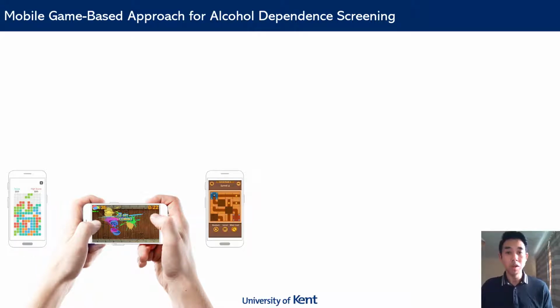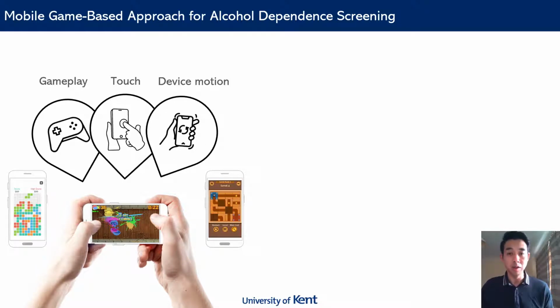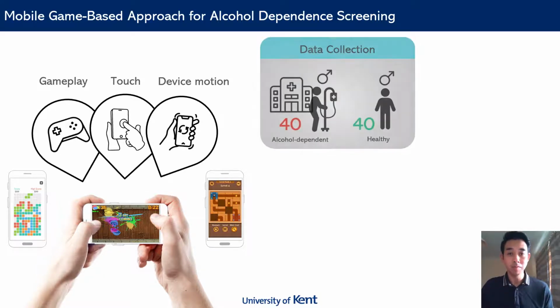In this work, we use 3 casual mobile games running on mobile devices. It is Tetris, Fruit Ninja, and Unblock Puzzle. 3 different feature sets were extracted during user-game interaction. These include gameplay performance, touch interaction, and device motion. The study sample was drawn from 40 male patients diagnosed with alcohol dependence. A control group of 40 age and gender-matched healthy adults were recruited through public advertising.